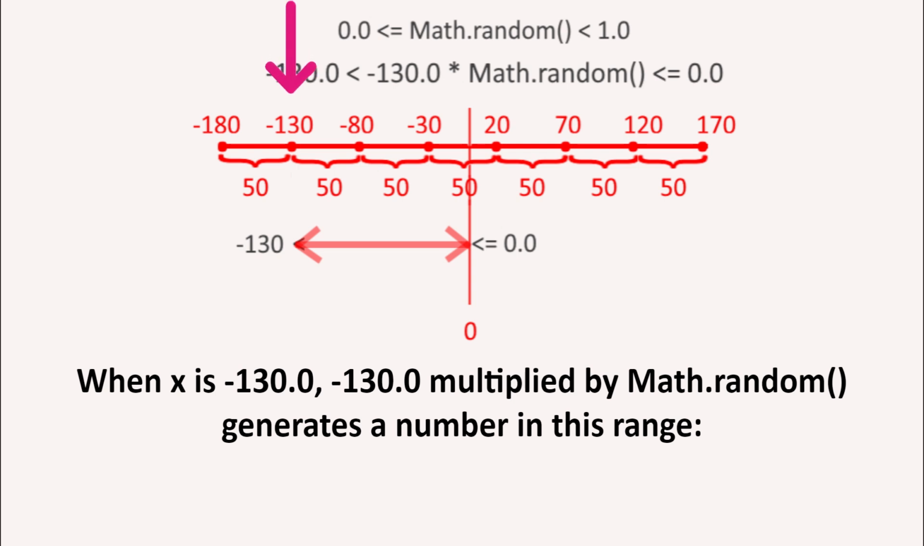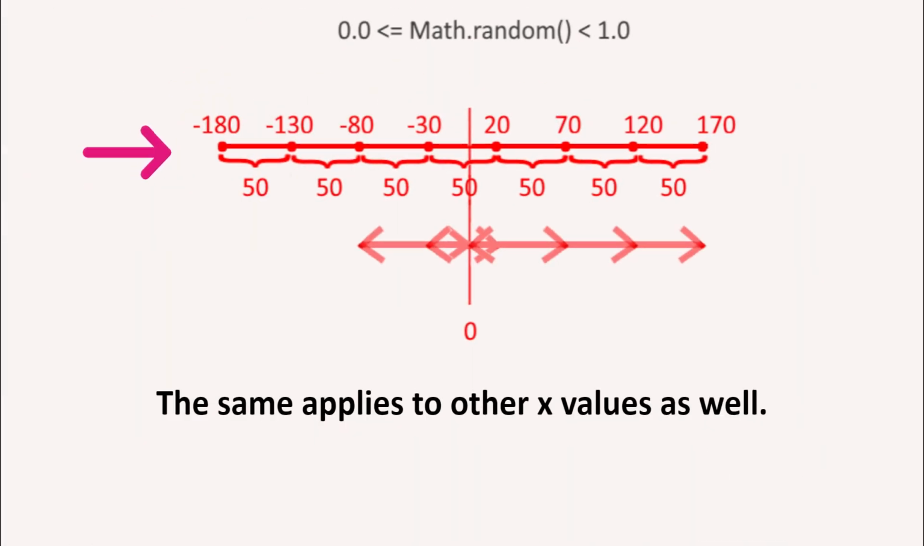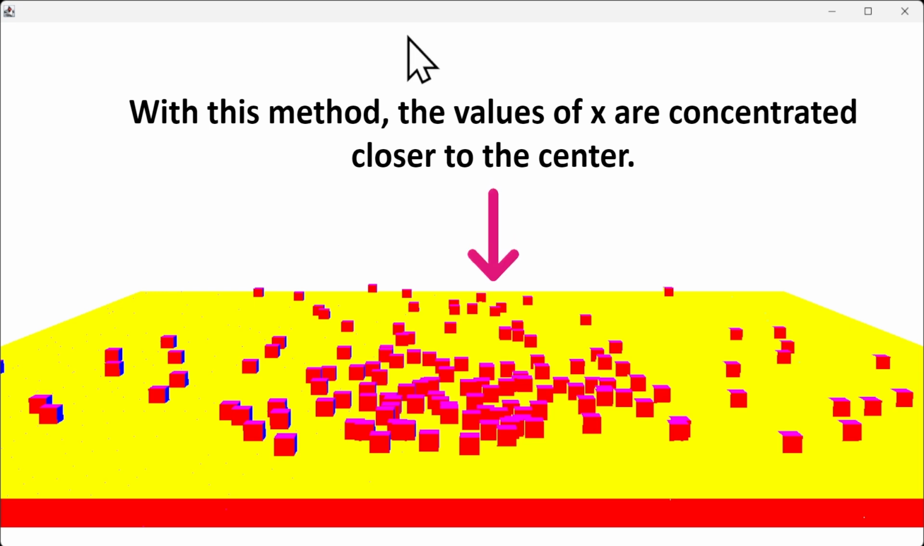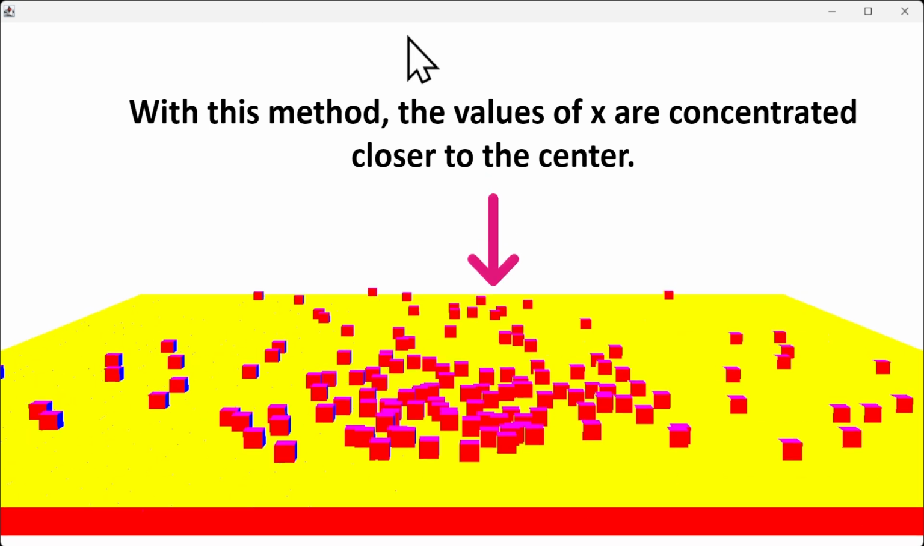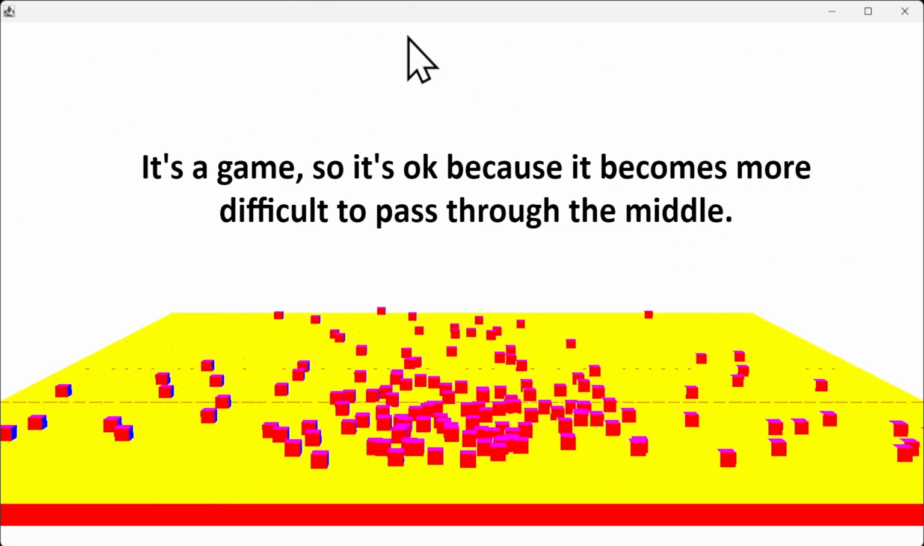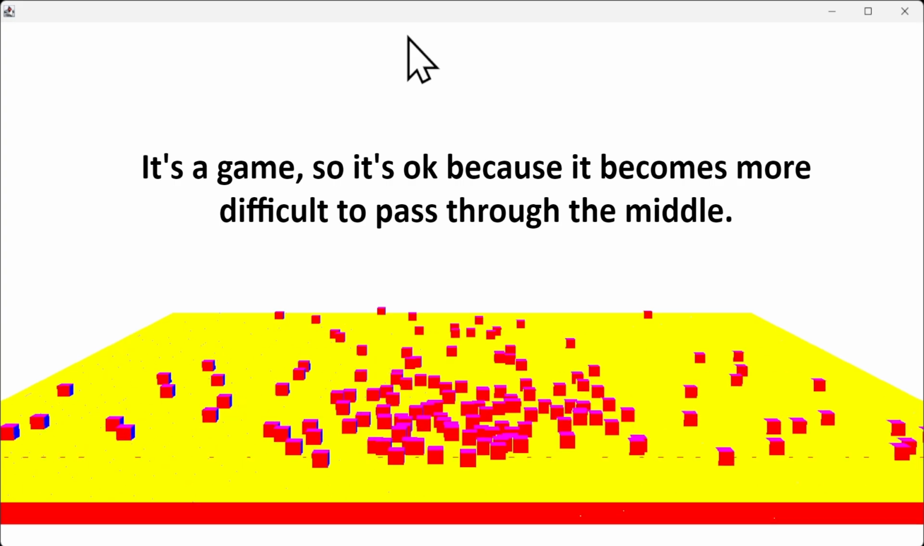When x is minus 130.0, minus 130.0 multiplied by Math.random generates a number in this range. The same applies to other x values as well. With this method, the values of x are concentrated closer to the center. It's a game, so it's okay because it becomes more difficult to pass through the middle.